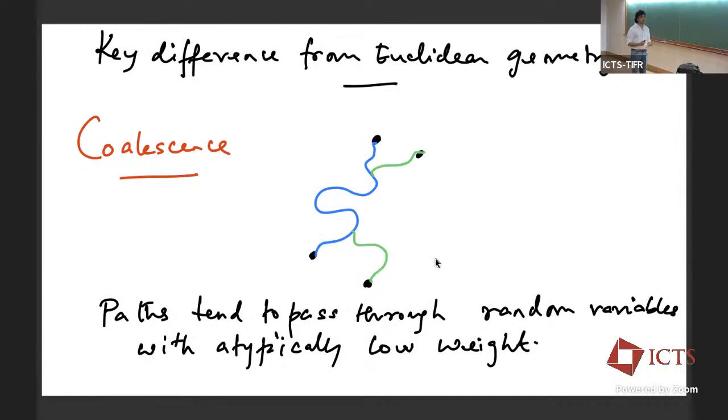Okay, and the key difference from Euclidean geometry is the phenomenon of coalescence. Let's say you have two pairs of points, and the blue path is a geodesic between these two points, and the green path is the geodesic between these two points. They're both random paths trying to minimize their length, so they would tend towards the part of the space where the random variables are atypically low, and that would force them to meet. They would continue their journey together and eventually bifurcate because their destinations are different. That's a key difference from Euclidean geometry, where the geodesics are straight lines, so they either meet at a point, or they're the same, or they don't meet at all.